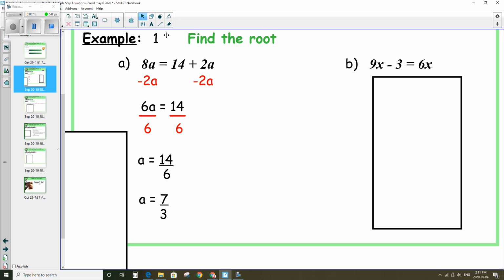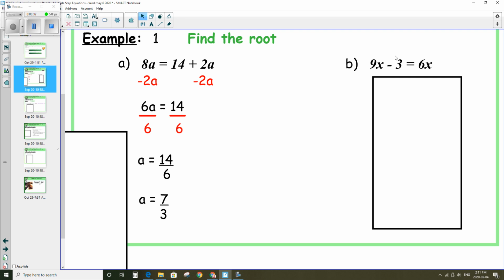If we wanted to check, we could sub that 7 over 3 back in for this A here and for that A over here, and then multiply. So 8 times 7 over 3, and then over here we would do 2 times 7 over 3 and then add 14, and you would see that the answers are going to be equal.